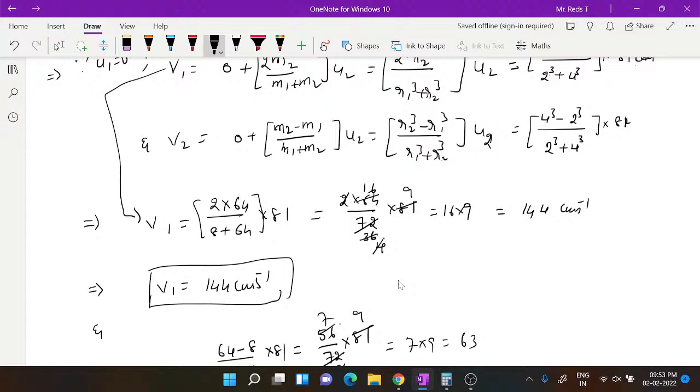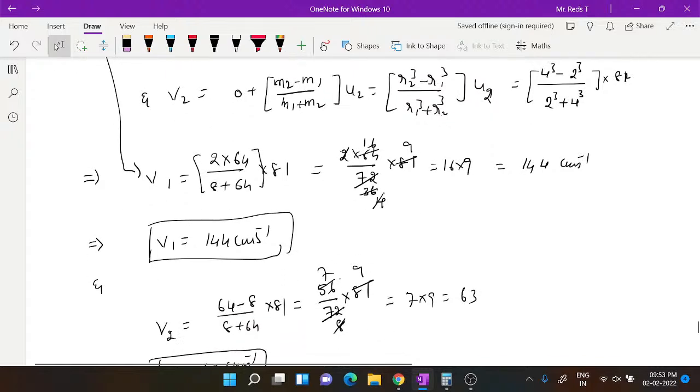It is for understanding purposes that I have cancelled with the small numbers first. Otherwise you can directly cancel with the 9s and get it. So 16 into 9 is equal to 144 centimeters. That is v1. v1 is 144 centimeter per second.